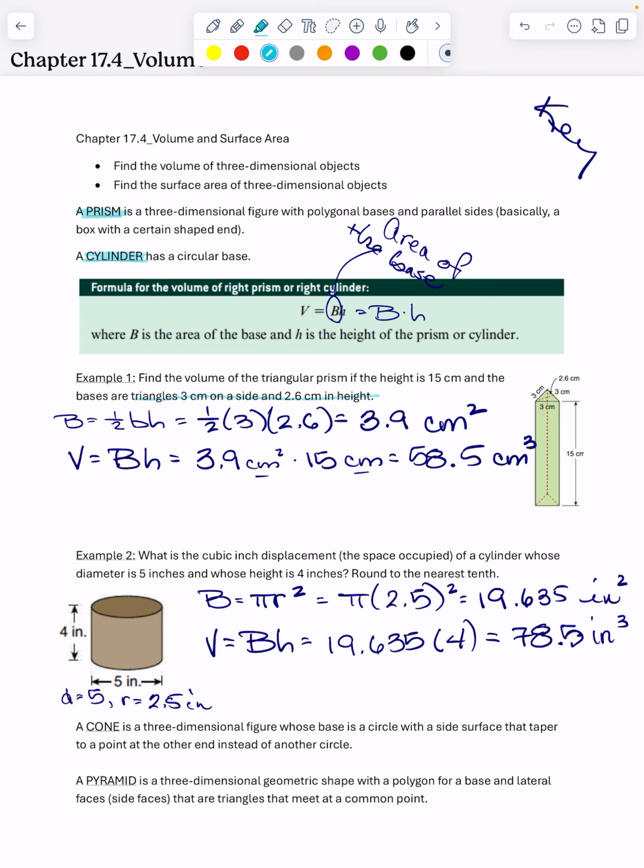We have two other volumes that we want to look at at this point. A cone, just what you think it is, an ice cream cone, basically starts out as a cylinder but comes to a point on the other end. And a pyramid, same thing, a prism that comes to a point on the other end.